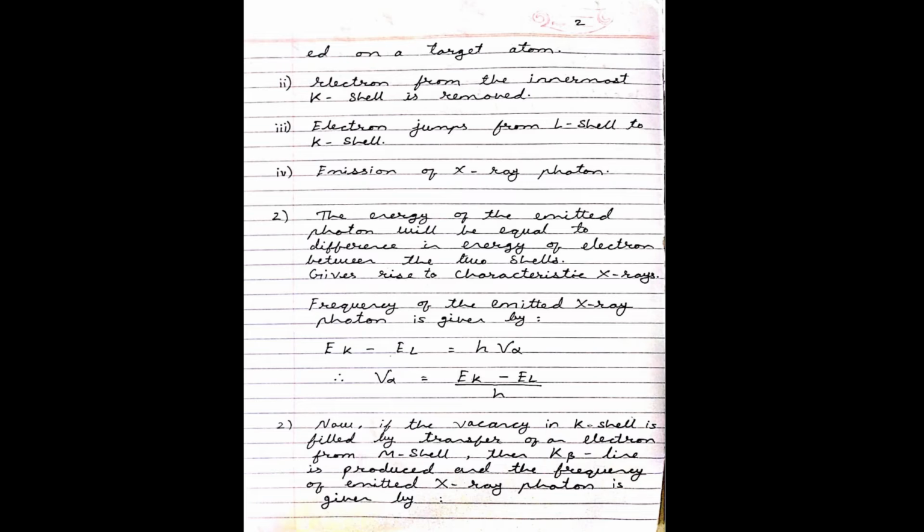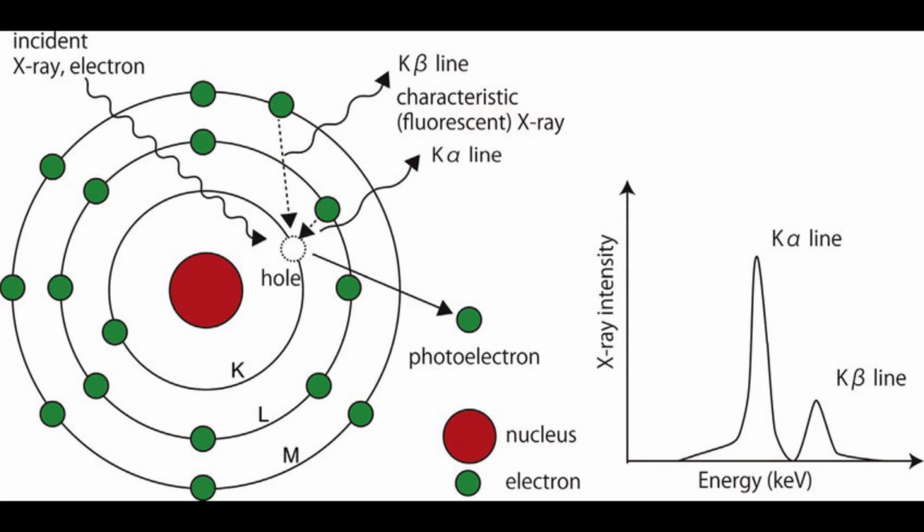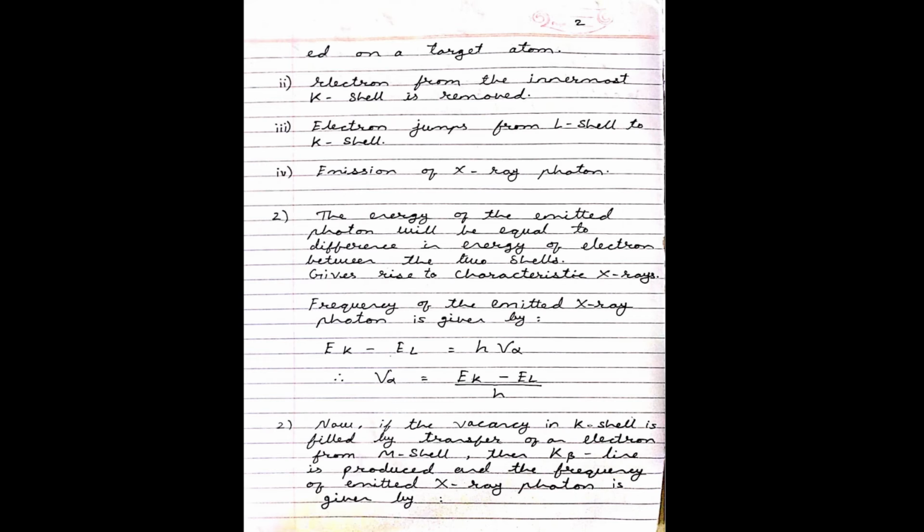In this transition, an electron from the L shell jumps into the K shell to fill the vacancy, which results in the emission of a photon. So what happened here? A higher energy electron bombarded on a target. An electron from the innermost K shell is removed. After that, an electron jumps from the L shell to the K shell, and at this time an X-ray photon is emitted.